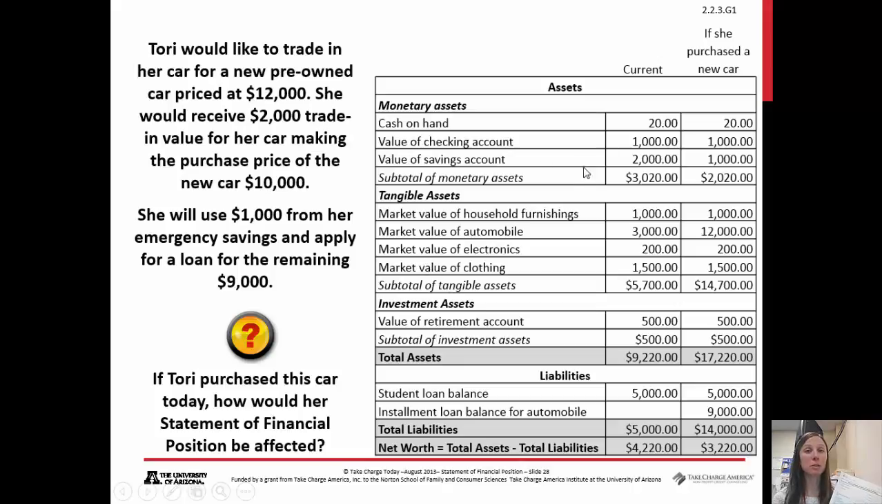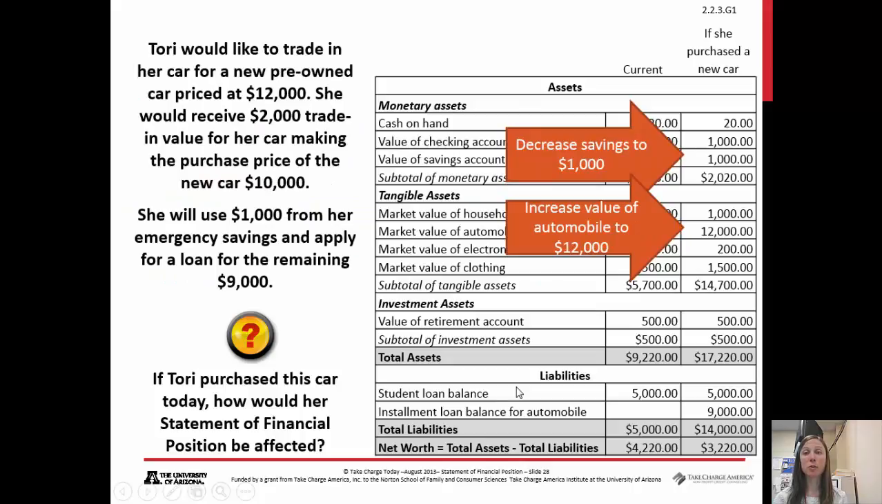And again, you can pause it or you can try it right here. Nothing changed up here except for the $1,000 was taken out of savings. The value of the car is $12,000, so that went way up. Her tangible assets went up. Nothing else changed there. Investment assets stayed the same, so here's her total assets. But now she owes a loan on her automobile of $9,000, so that brings her net worth from $4,220 to $3,220. So it will change her net worth by $1,000.